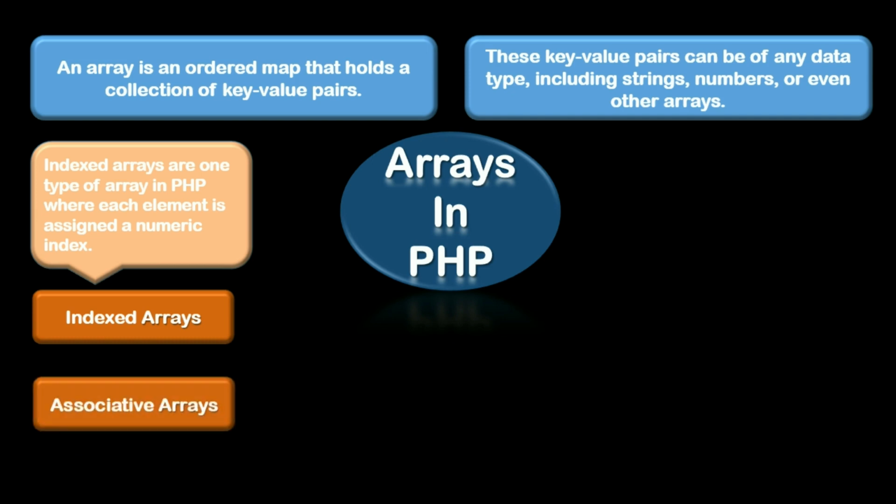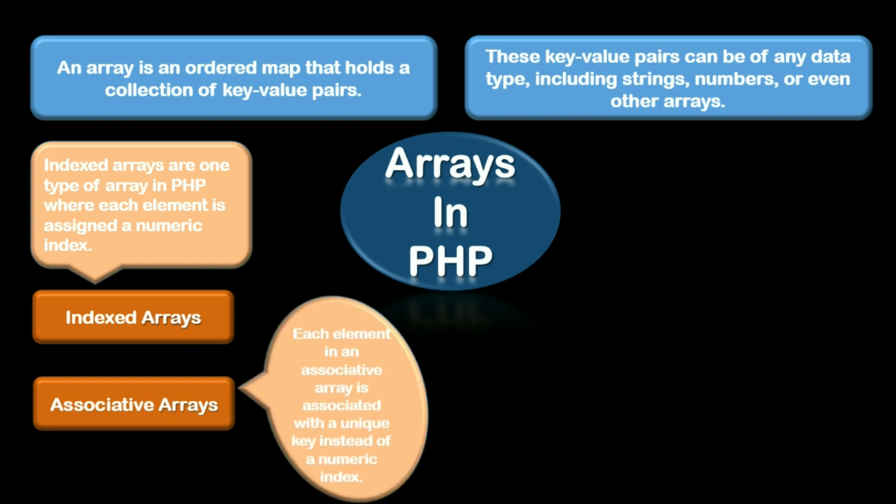We have another type of array called associative array. Unlike indexed arrays that use numeric indices, associative arrays use key-value pairs to store and retrieve data. Each element in an associative array is associated with a unique key, instead of a numeric index.